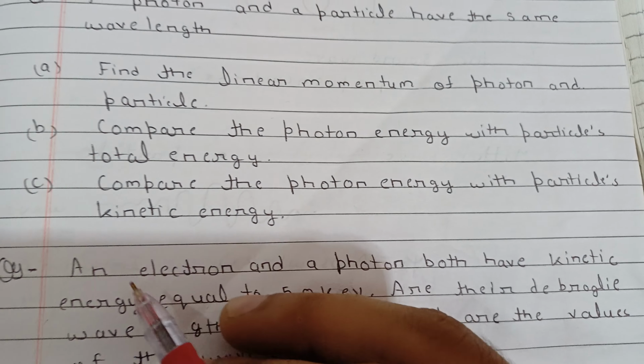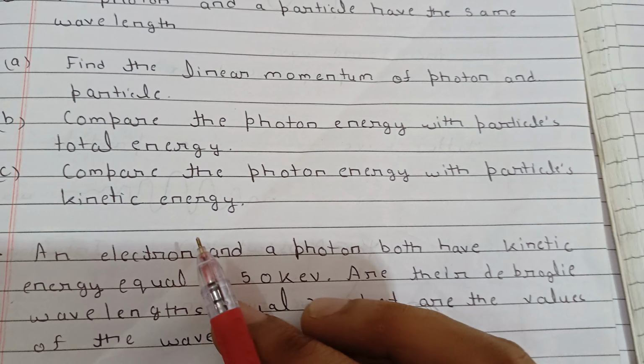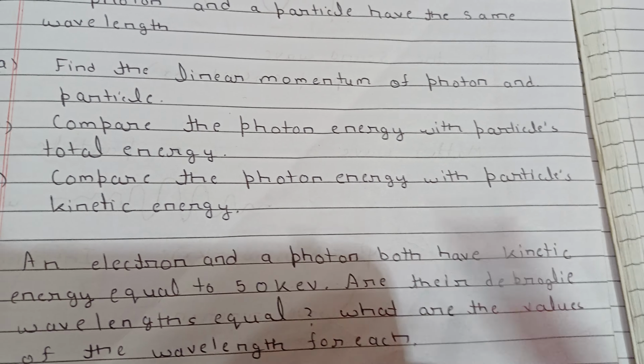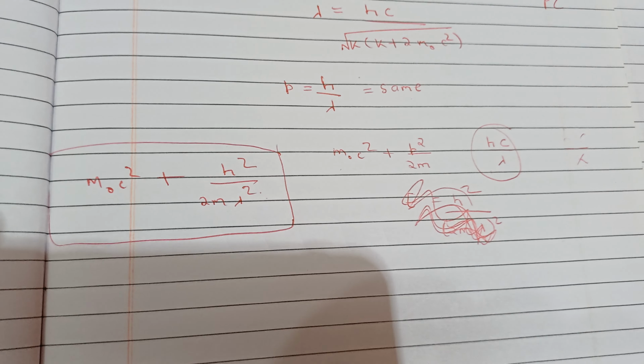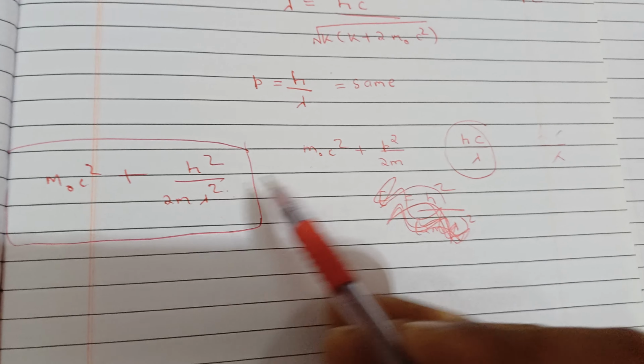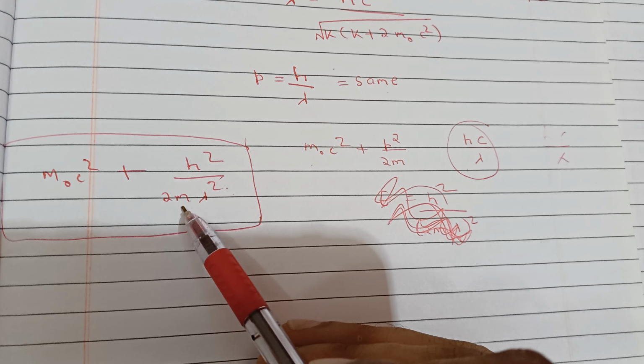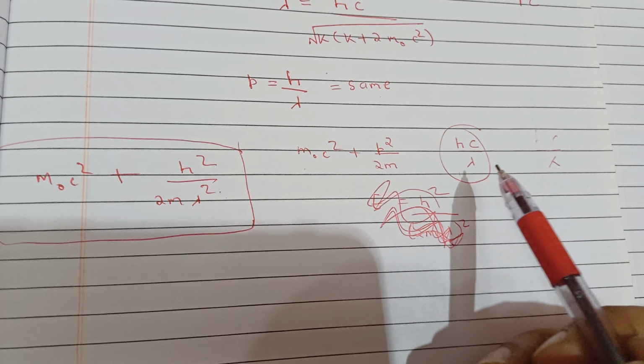But now in part C, compare the photon energy with the particle's kinetic energy. Now we need to compare kinetic energy only. For the photon, the energy will remain the same as hc by lambda. But for the particle, this will be your kinetic energy. Now see, this is lambda square and this is lambda. And here the mass is also involved for the particle, and here there is no mass.